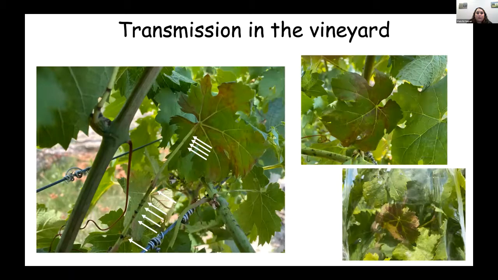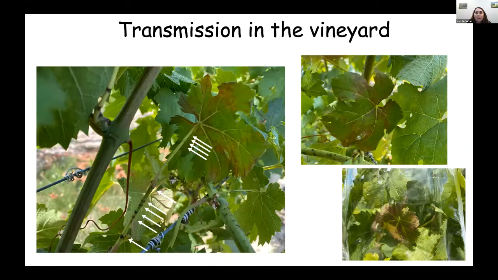Does the virus express differently, latency, severity, etc., on different rootstocks? The short answer is no, because rootstocks can readily be infected, but they are all latent, meaning they do not express any disease symptoms. But they can all be infected.